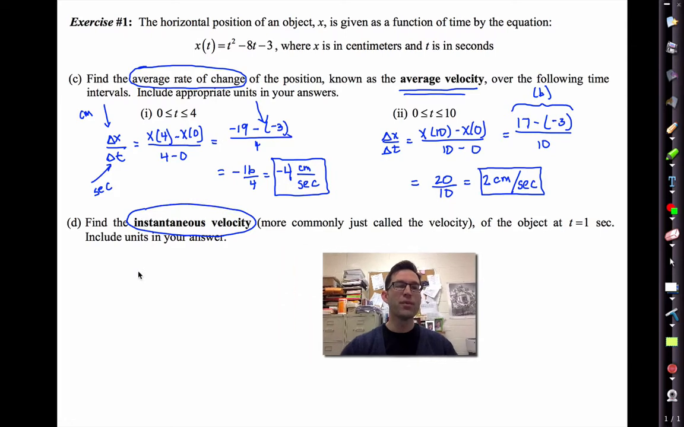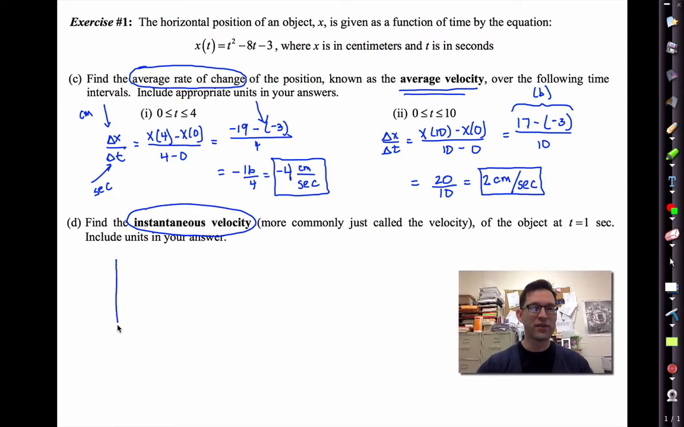Now, I hope that this doesn't confuse you too much, but I'm going to actually draw just a little sketch of x versus t, okay? Now this is a sketch that kind of looks something like this.